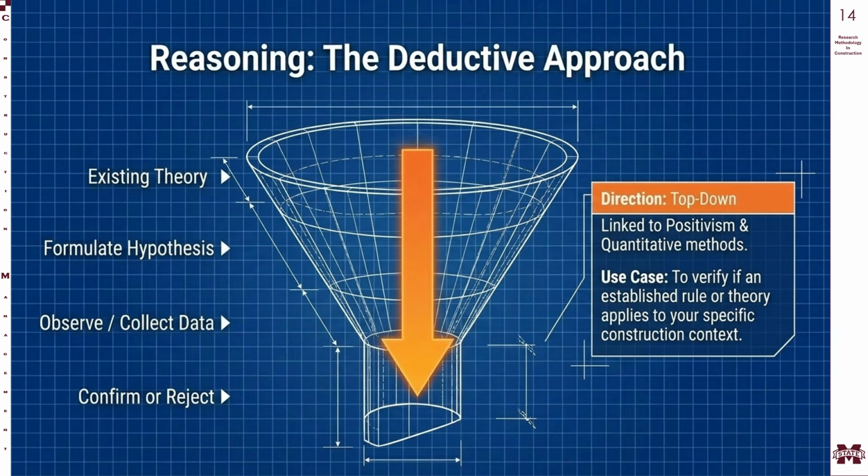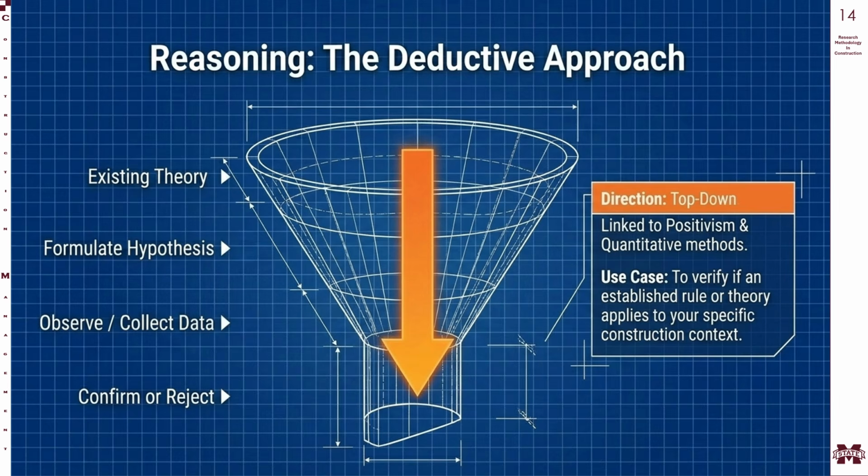Deductive reasoning is a top-down way of thinking. You start with an existing theory or general rule. From that, you derive a specific, testable hypothesis. Then you collect data to see whether the hypothesis is supported or not. This approach fits very well with positivism and quantitative research.